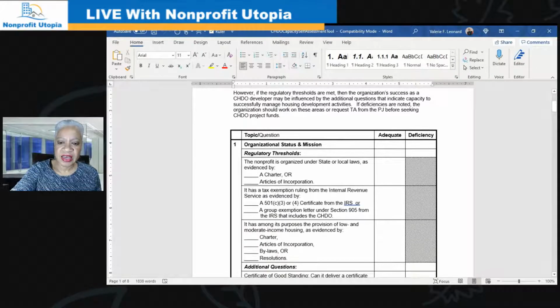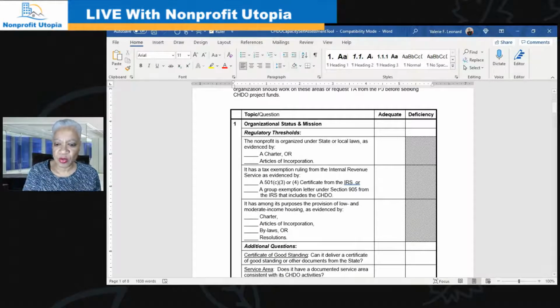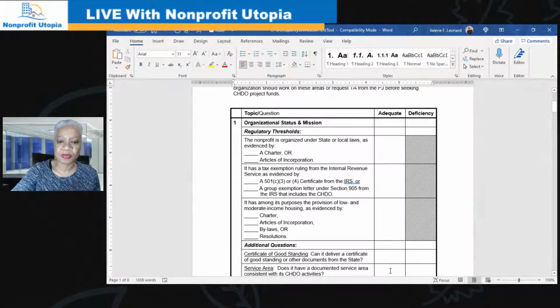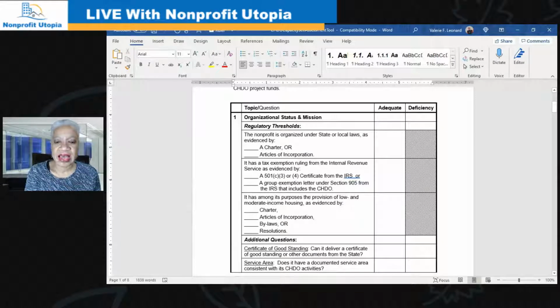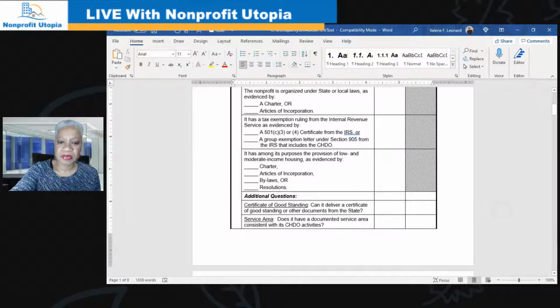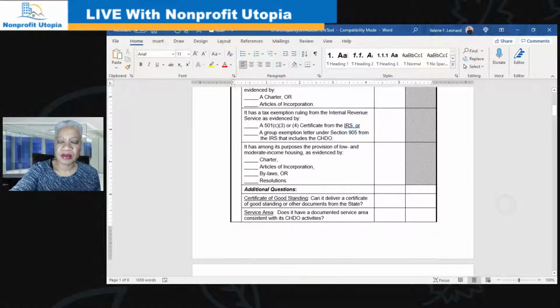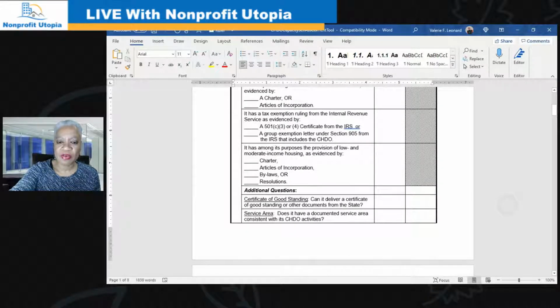And the first thing that they ask that you ask of yourself, and you remember this is a self-assessment tool, is what is the organization's status and mission? So at a very minimum, you should be organized under the state or local laws. So you should have a charter, a state charter, or articles of incorporation to show that you're registered to actually do business in the state that you're doing business in. And you have to have a tax exempt status, if you're a nonprofit. So you should be a 501c3 or a 501c4, and you should have that letter of determination.